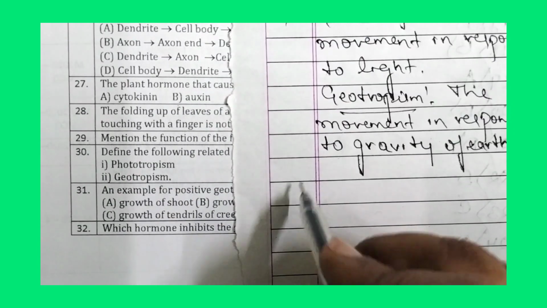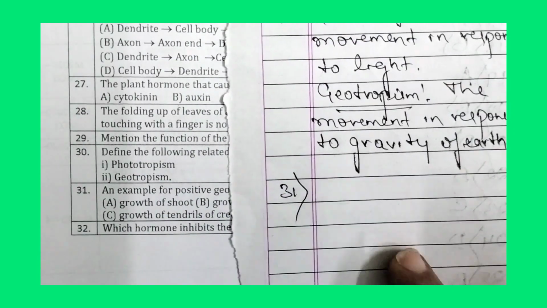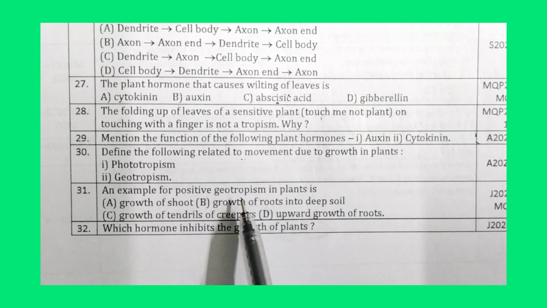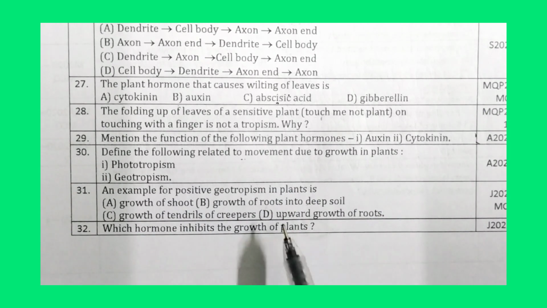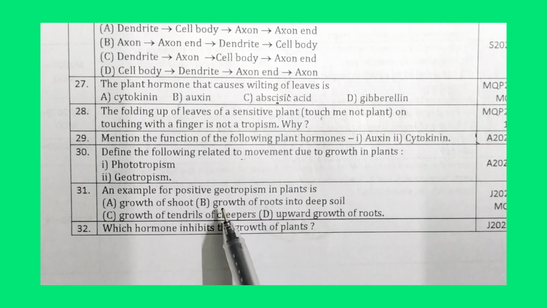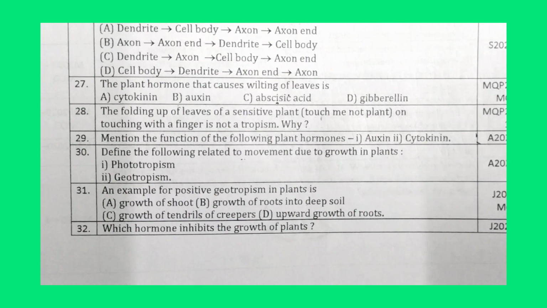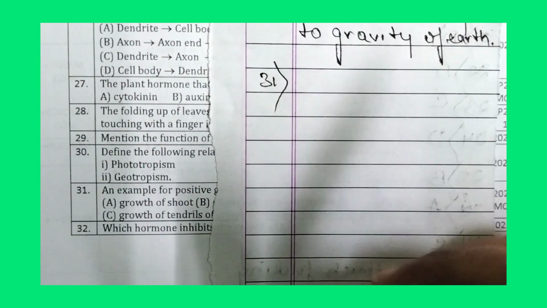Now let us move to the 31st question, an example for positive geotropism in plants. Positive geotropism means growth of roots into deep soil. So this is positive geotropism, that is growth of plants into deep soil. So for the 31st, the right answer is option B.